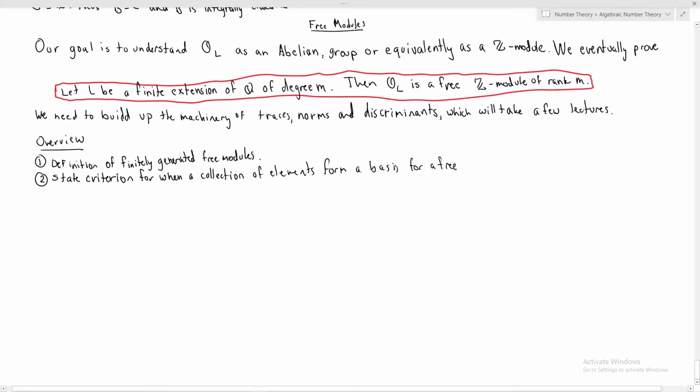Essentially, once we've proven this theorem, an important question will be: how do I find a basis for this O sub L as a free Z module? How can I give a basis of this thing? And this criterion, along with some later criteria, will be useful in determining whether my collection of elements is a basis. And the third one is a useful lemma that will come up later.